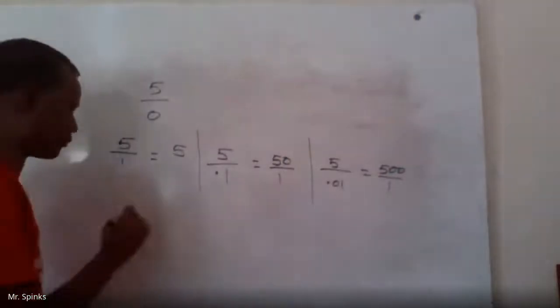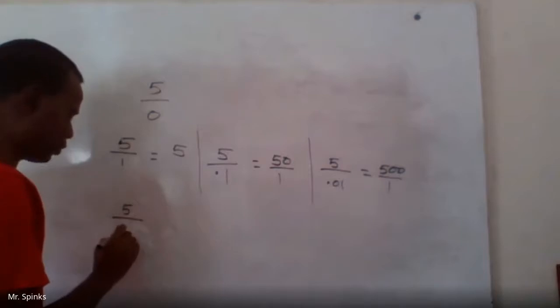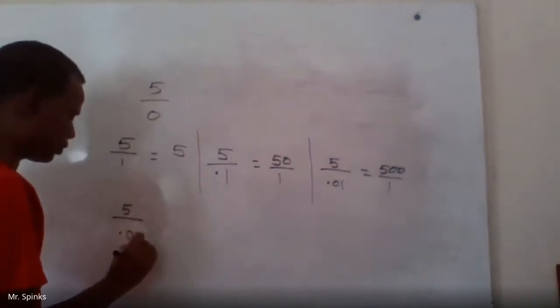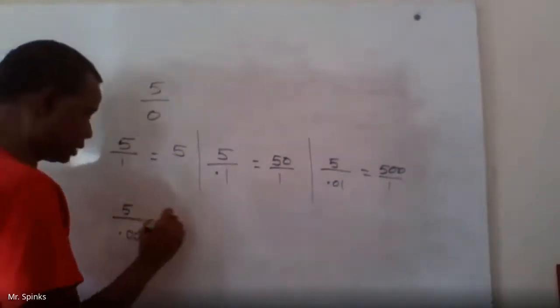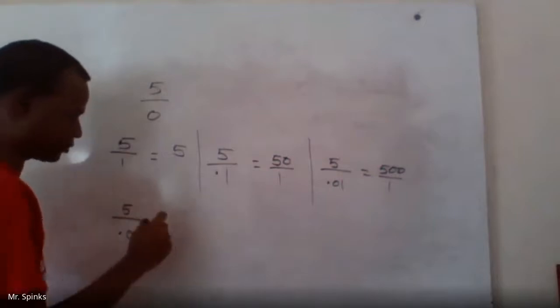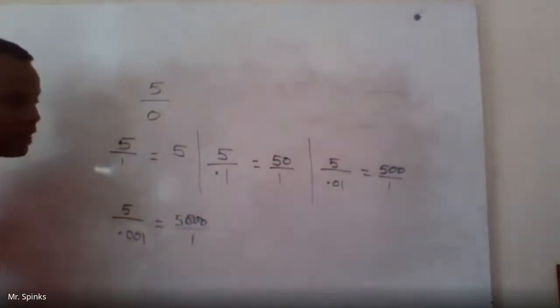What about 5 divided by 0.001? What will that be equal to? Again, multiply by 1,000 here, 1,000 here, so we get 5,000 over 1, which is 5,000.